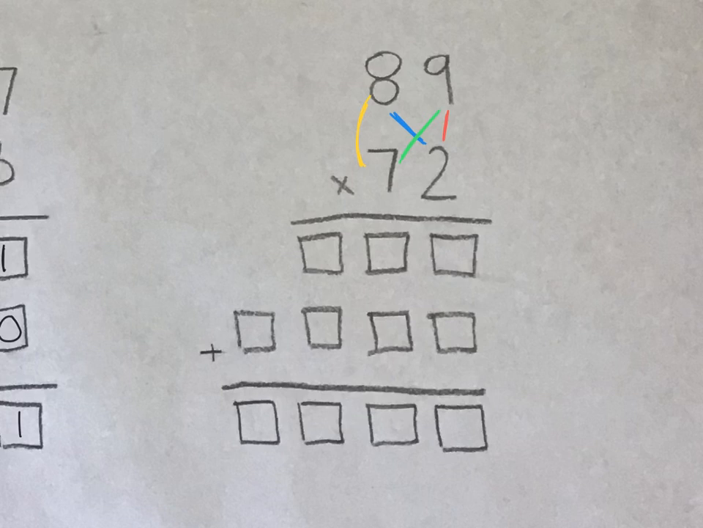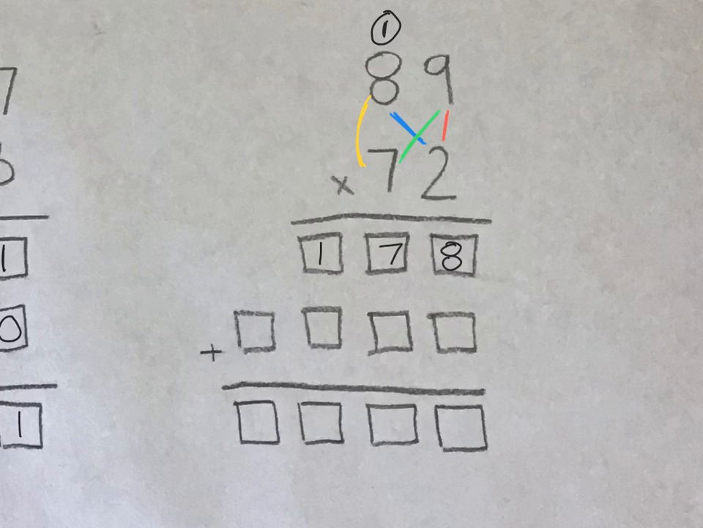9 times 2, 1s times 1s, is going to be 18. Record the 8 down below, regrouping the 1 up above the tens place. 2 times 8 is 16, plus the 1 that's up above here that we regrouped is going to give us 17, so we can record 17 down below.